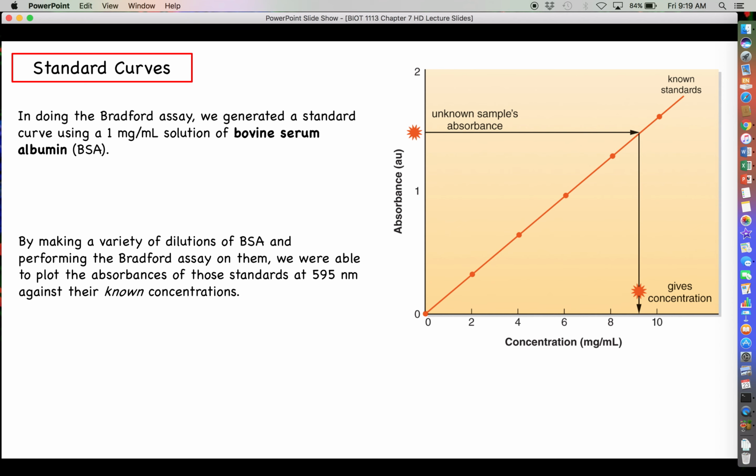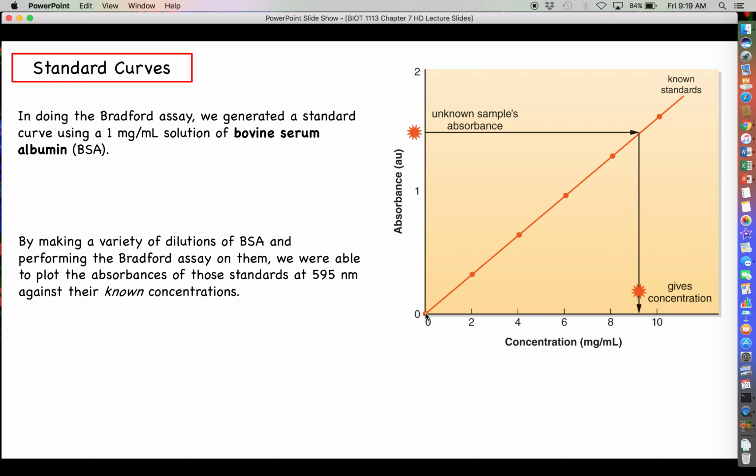So the advantage of this is that because we know the original concentration of the BSA, we know the concentration of the BSA dilutions. And if we can get absorbance values for those dilutions for our standard curve after we do the Bradford assay, we can really compare the absorbances of the standards and our unknown samples, and we can figure out the concentrations based on the absorbances of our unknown samples.